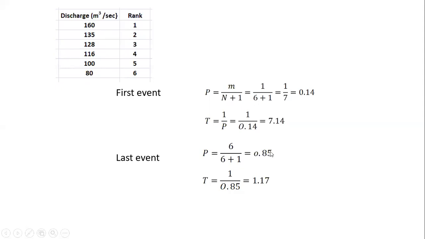This is near to the 1. Maximum probability of occurrence is 1, means each and every time the flood will occur. But here 0.85 means it is closely to the 1, means near about this event is going to occur. If you consider its return time or return period, then it will be 1 upon probability, it is 1 upon 0.85, that is 1.17, means after every 1 year it is going to occur, likelihood of occurrence.